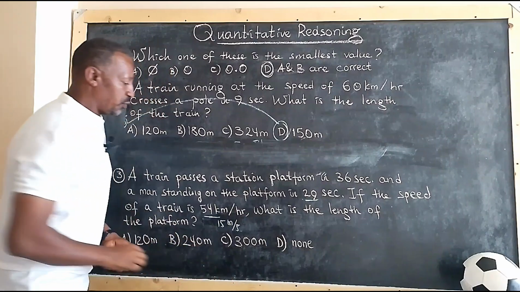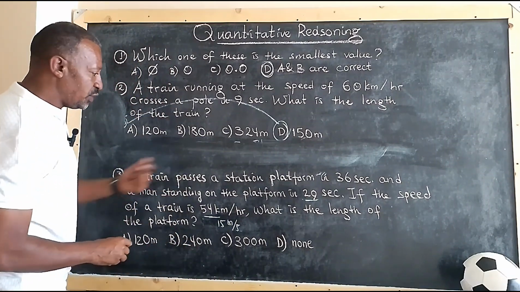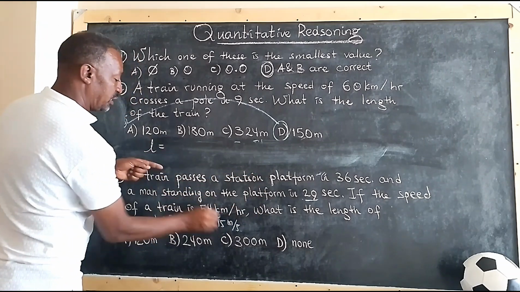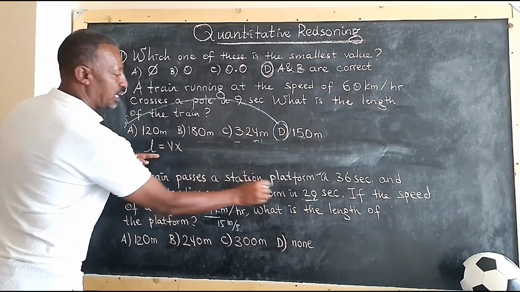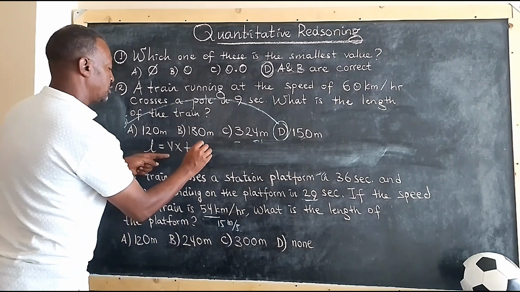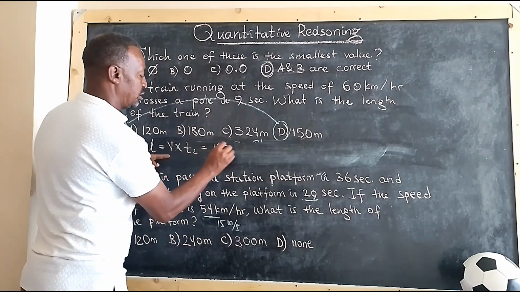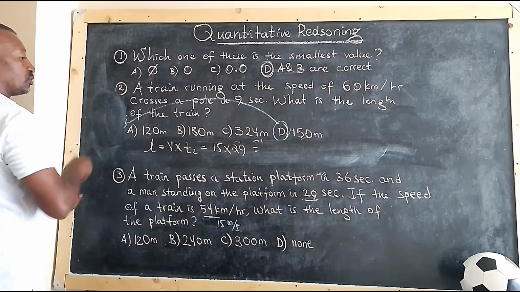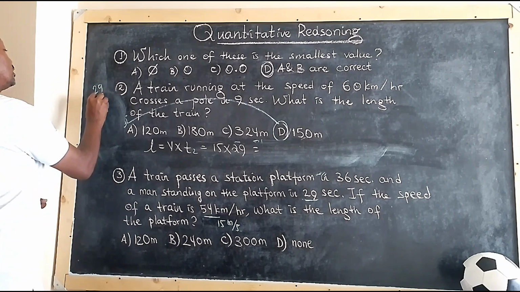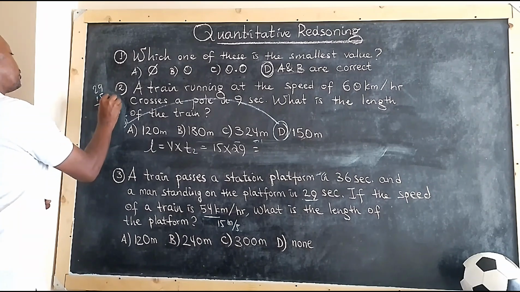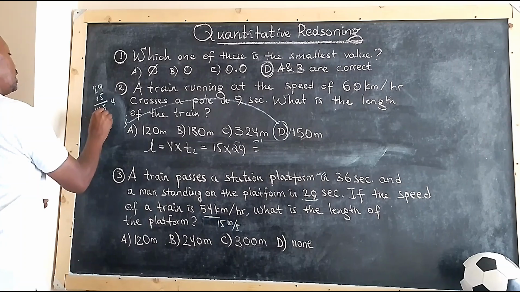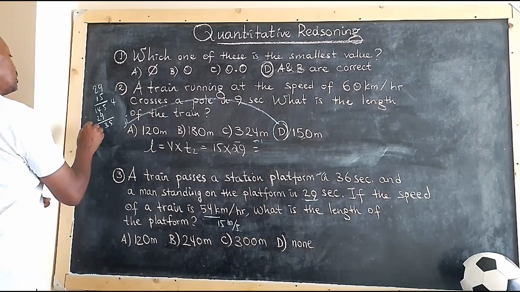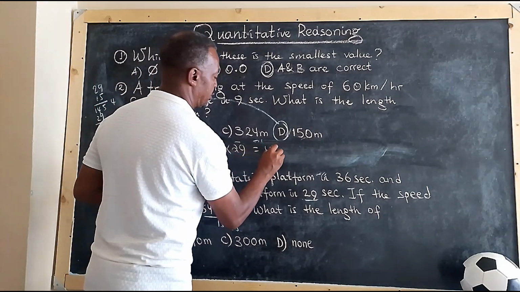Now first, we have to find out the lengths. In order to get the length of the man standing, you can calculate the speed, which is 15, the V, times the time of the man, which is T2, 29 seconds. So you have to find out 15 times 29, which is 435.